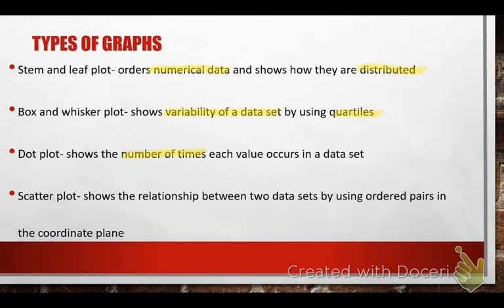Scatterplot's a big one, guys. I can almost guarantee you're going to see this one. It shows the relationship. It's a comparison between two data sets. So just like in our earlier sections, we said, how does TV size affect price or how are they related? If I'm ever comparing data and I want to know how they're related, a scatter plot is the way to go. All right, so that's what you're going to see there.